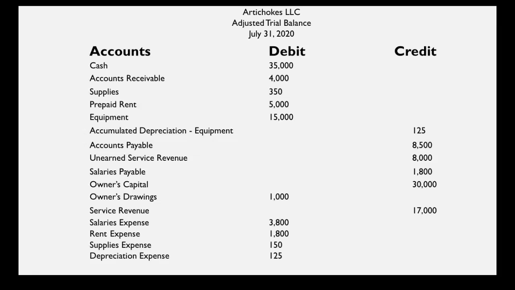So the last step that we did with our initial trial balance was adding up the debit column and adding up the credit column, where you want to do the same thing here. So when you add up the debit column, you should get $65,425. When you add up the credit column, you should get $65,425. Again, that's not a coincidence. Our debits must equal our credits.